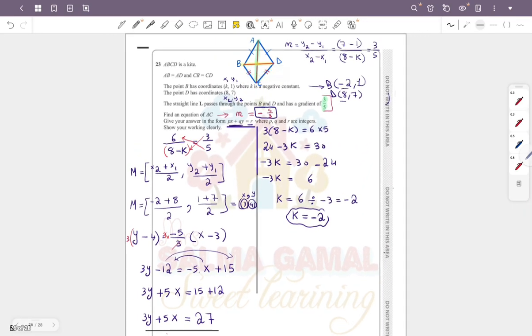This is one of the tricky questions in International GCSE Math O level. Please watch this video before your final test.